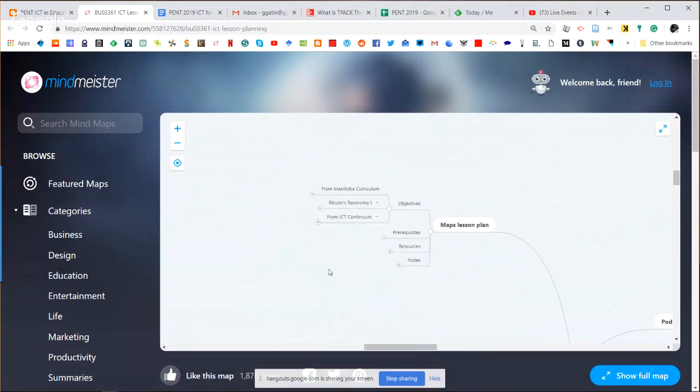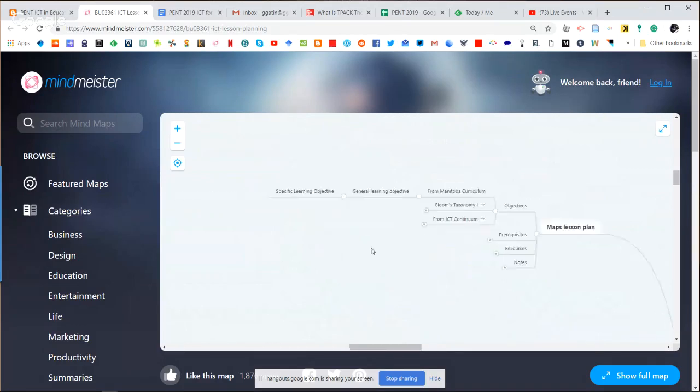So for example, the maps lesson plan is the types of things that I'm looking for from the Manitoba curriculum: finding a subject area, finding a grade level, finding a unit, and then within the unit identifying a general learning objective, and then getting right down to a specific learning objective, what you would teach in one day's lesson. So that's the size of the task that we're doing for this.